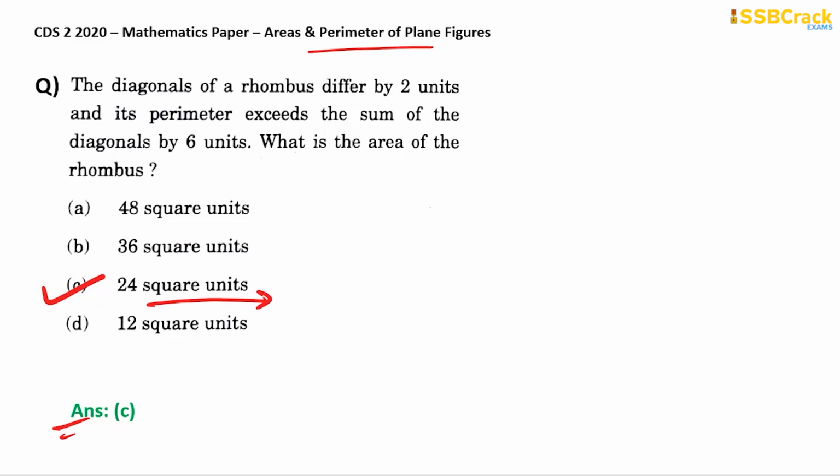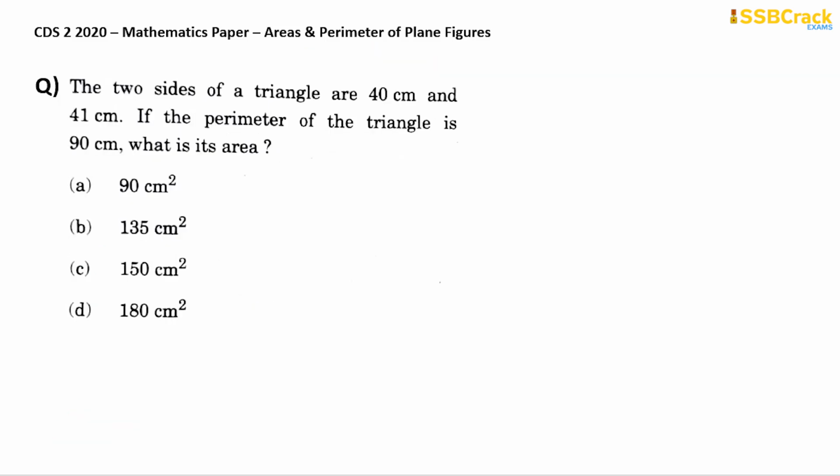All right, so coming to the next question now. The two sides of a triangle are 40 centimeters and 41 centimeters. And if the perimeter of the triangle is 90 centimeters, then what is its area?